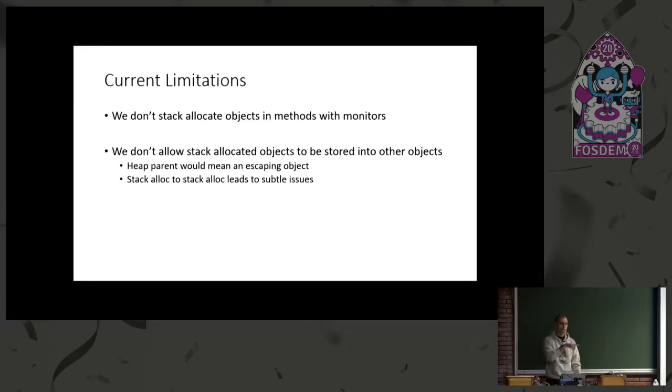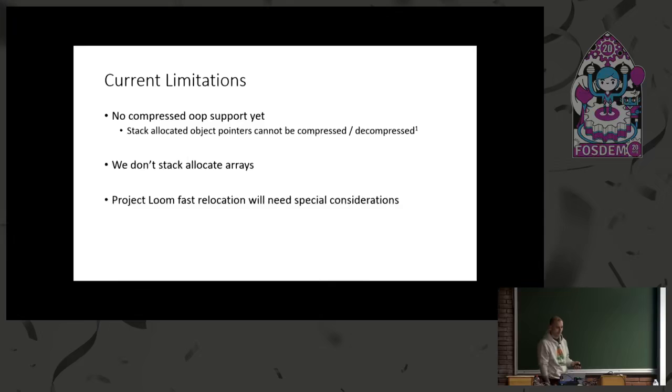The second one is the main issue that we have with performance right now. We do not allow stack allocated objects to point to each other. Obviously a heap parent would mean escaping, so that's handled by escape analysis, but stack allocated to stack allocated is not allowed at the moment. There are ways to resolve that, but right now we don't do it.